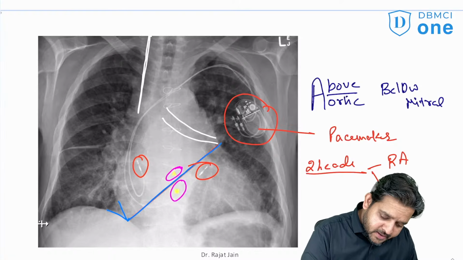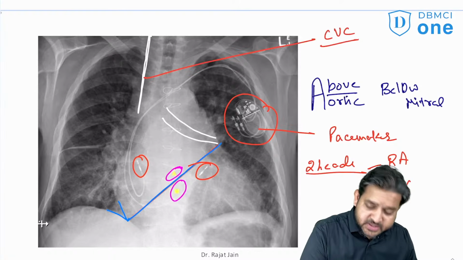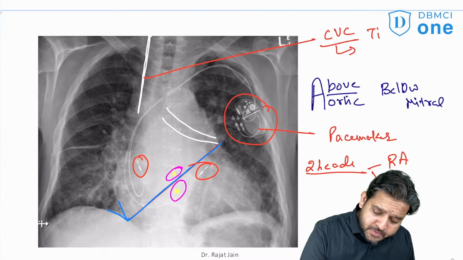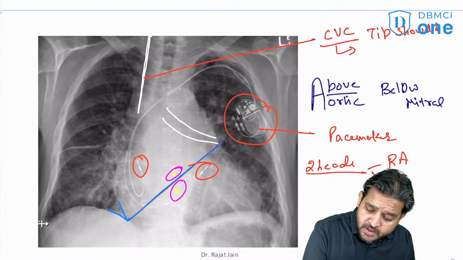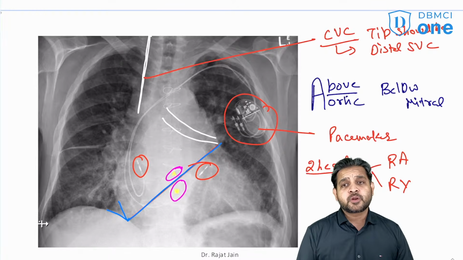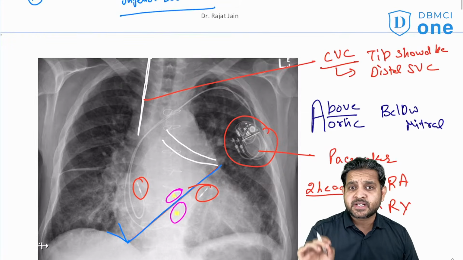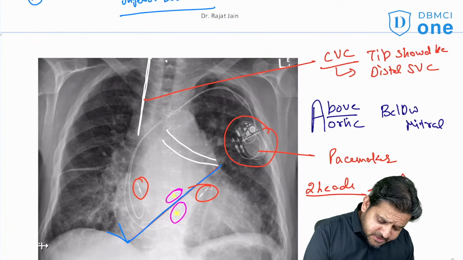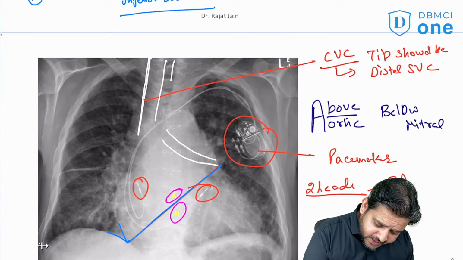If you see a lead here, please remember this will be CVC, central venous catheter, and it is to be noted that its tip should be in distal SVC. It should not be in the right atrium, because if it is present in the right atrium, it may precipitate arrhythmia. Right?